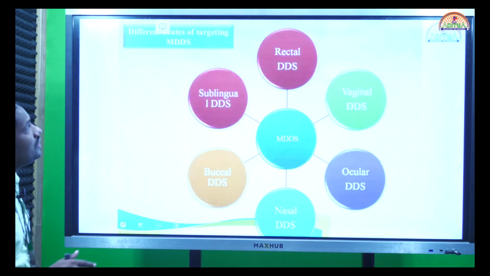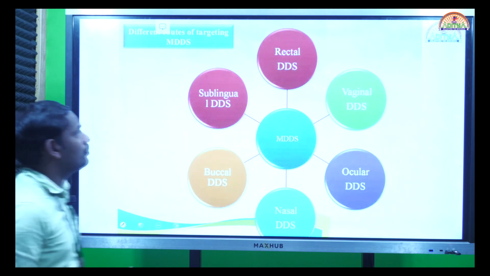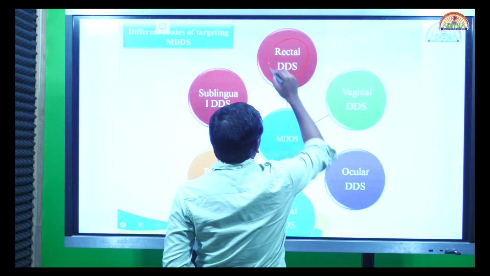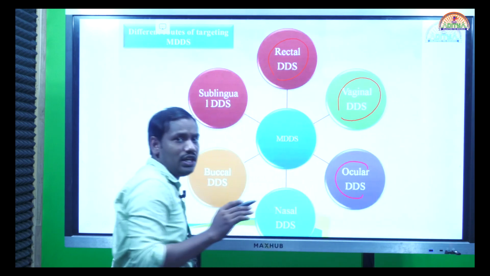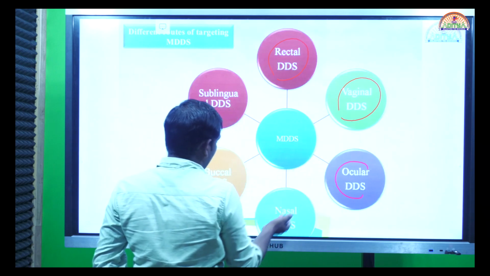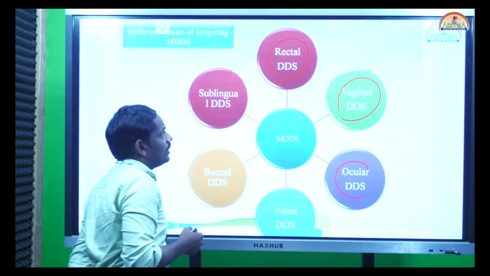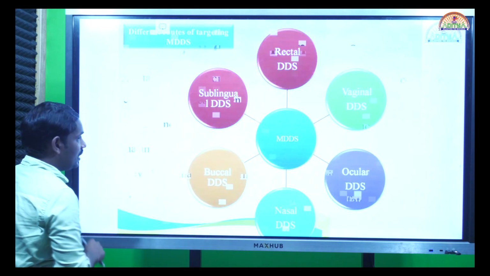So what are the different routes of using this mucoadhesive drug delivery system? We can use them as rectal drug delivery systems, vaginal drug delivery systems, or ocular. We can use any mucous membrane of the body. We can see here the rectum, ocular cavity, nasal cavity, buccal cavity and sublingual cavity. Everything can be used for the mucoadhesive drug delivery system.